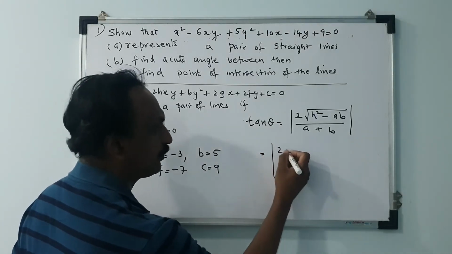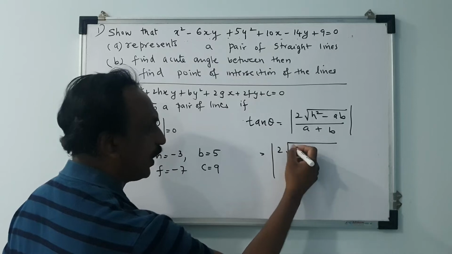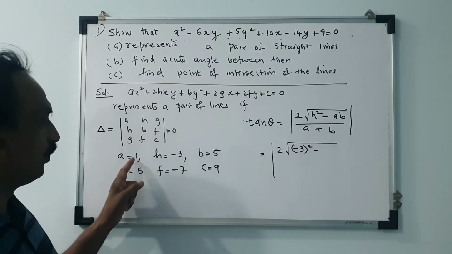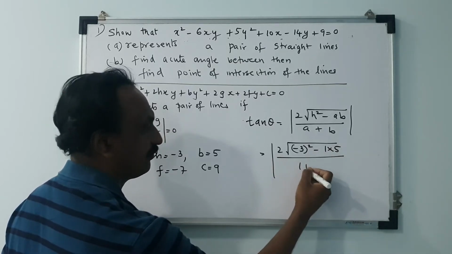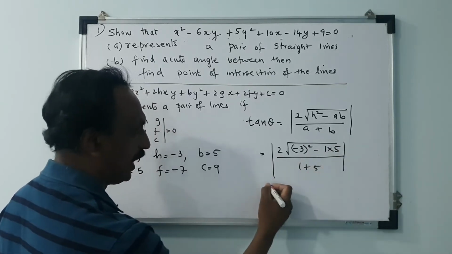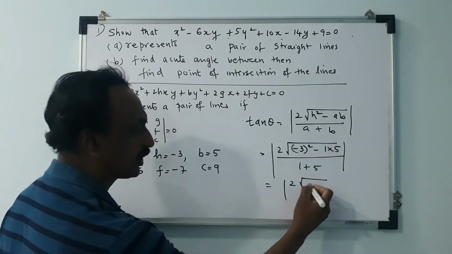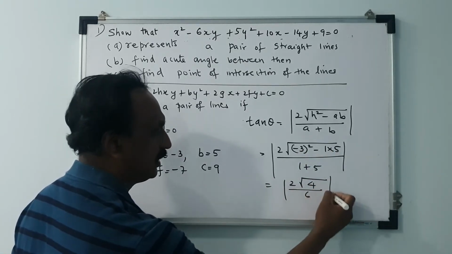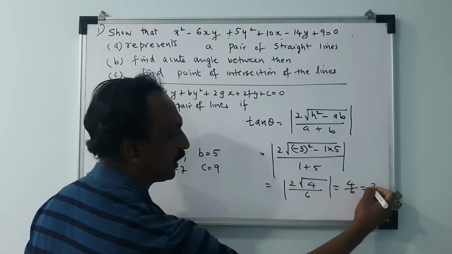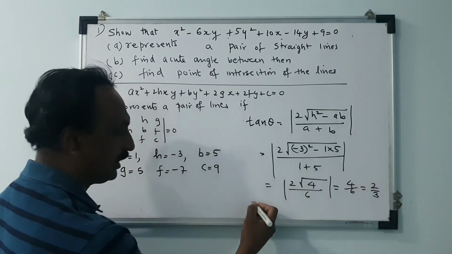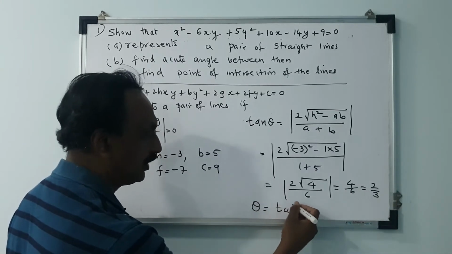So modulus of 2 root h is minus 3. So minus 3 square minus A is 1, B is 5. So 1 into 5 upon 1 plus 5. So that became modulus of 2 root 9 minus 5 is 4 upon 6. So that became 2 into 2, 4 by 6. That is 2 by 3. So I can say the angle theta, the acute angle theta is tan inverse 2 by 3.